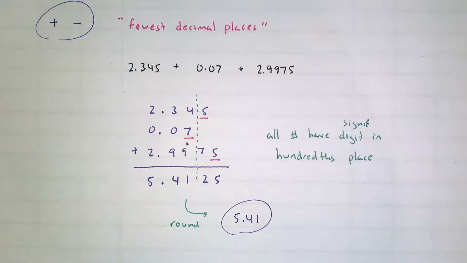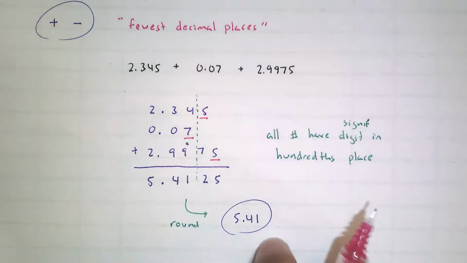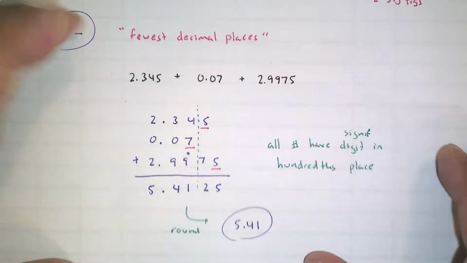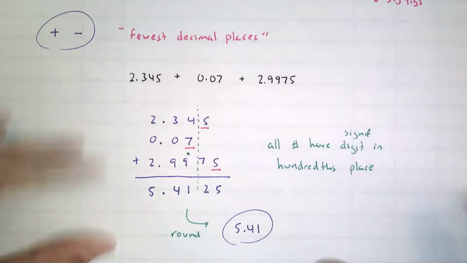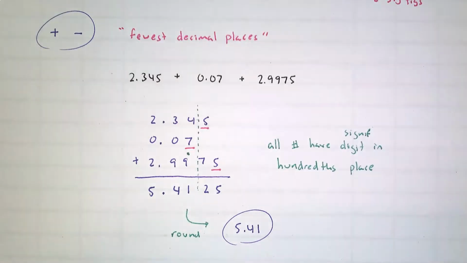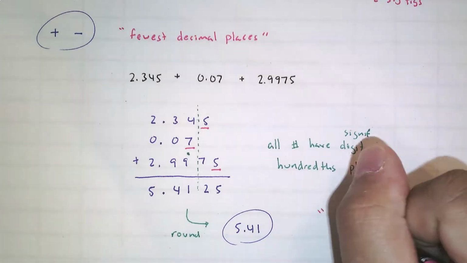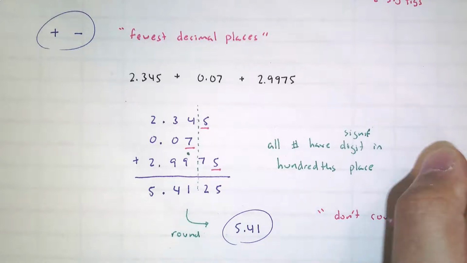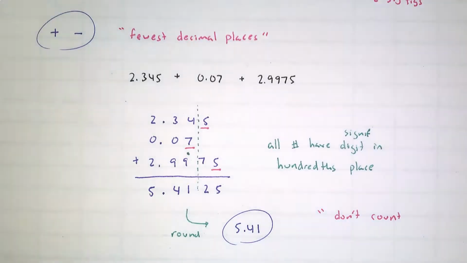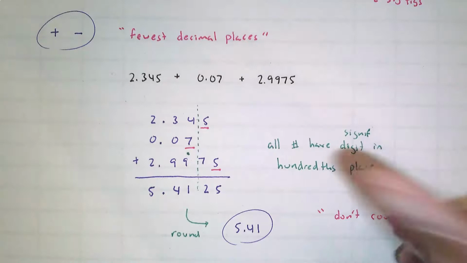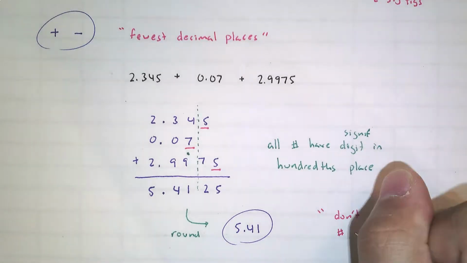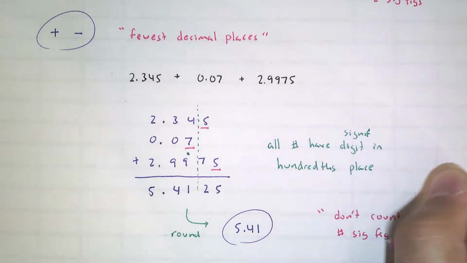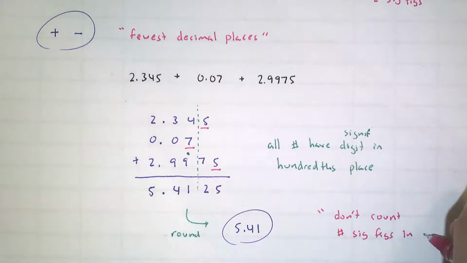Now ultimately, yes, this has 3 sig figs, but you notice that I never counted sig figs. So that's another thing to remember. We don't literally count 1, 2, 3. We don't count the number of sig figs in addition and subtraction operations.